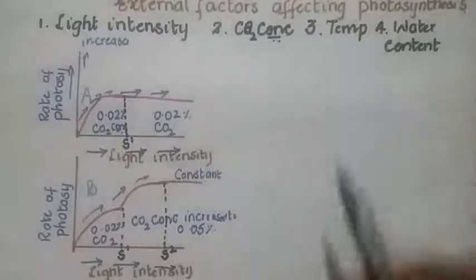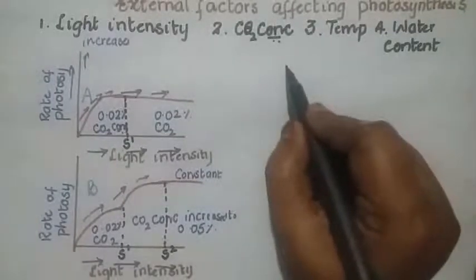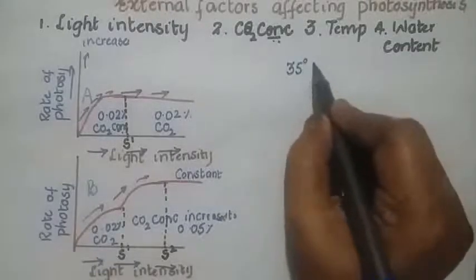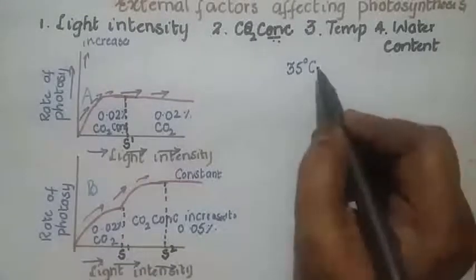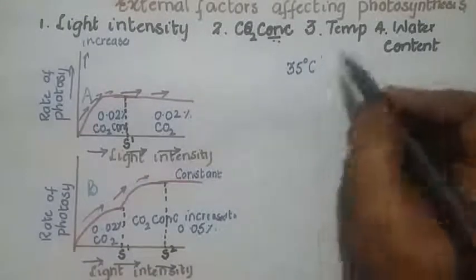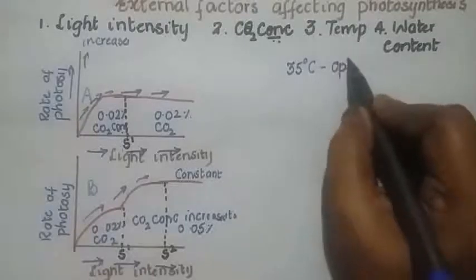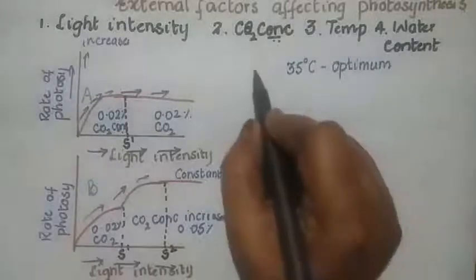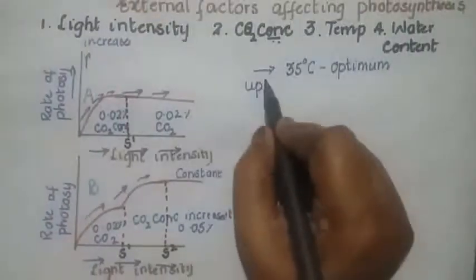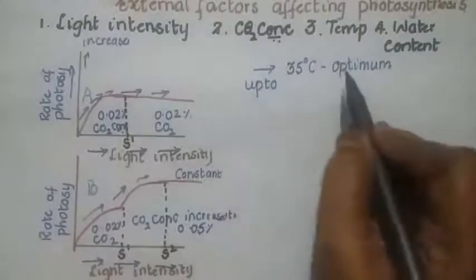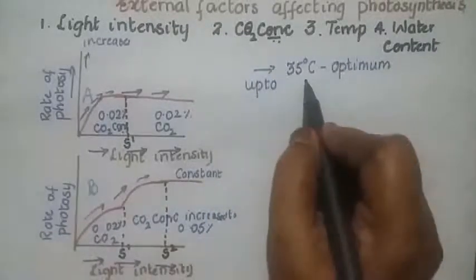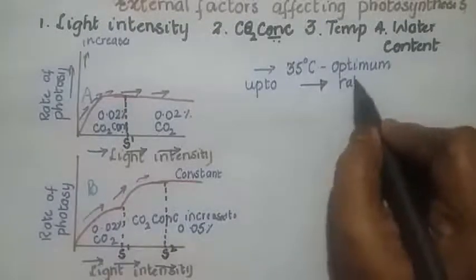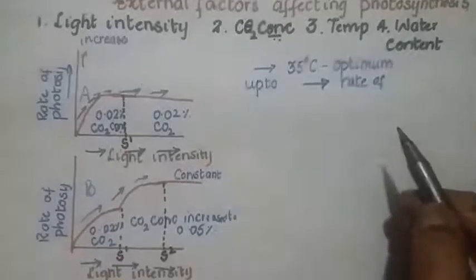Children, the temperature required for the maximum rate of photosynthesis is around 35 degrees Celsius, which can be named the optimum temperature required. So it means up to 35 degrees Celsius, when there is an increase in the temperature, you will find that there is an increase in the rate of photosynthesis.